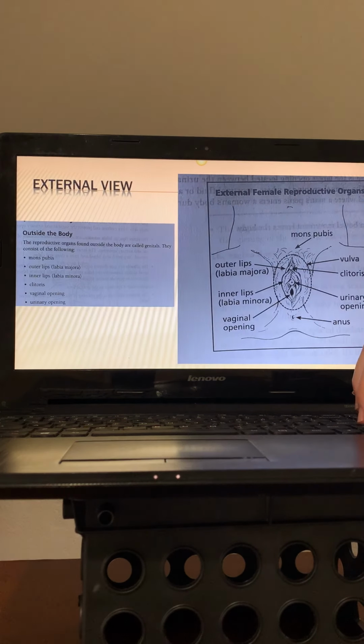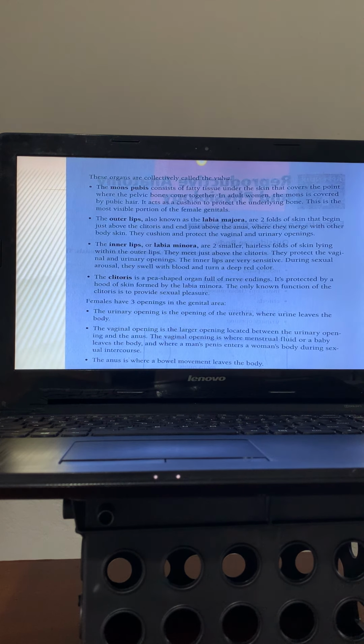And then we have the clitoris, which is a P-shaped organ full of nerve endings. The only function of this is essentially to provide sexual pleasure. Everything else has some sort of function. So the mons pubis is fatty tissue that covers the whole area. The outer lips are going to protect the vaginal openings. The inner lips are essentially going to do the same thing. And then the clitoris is full of nerve endings for sexual pleasure.